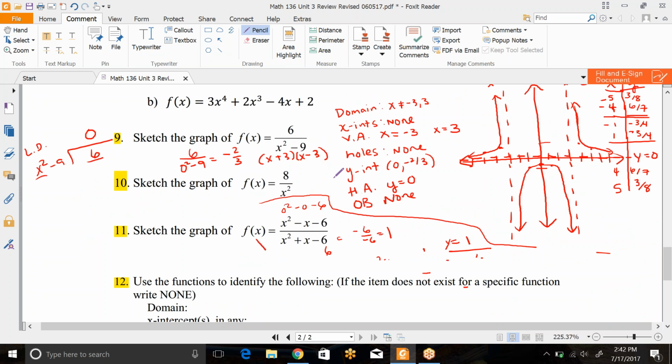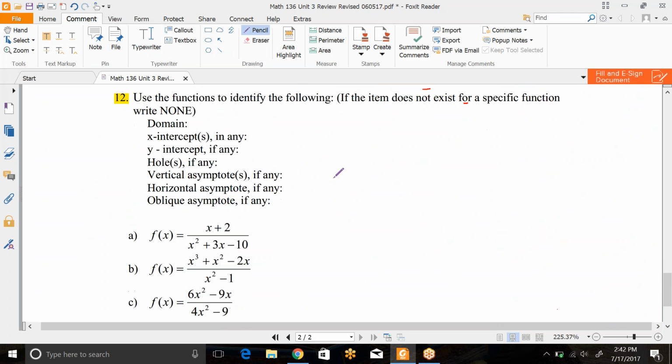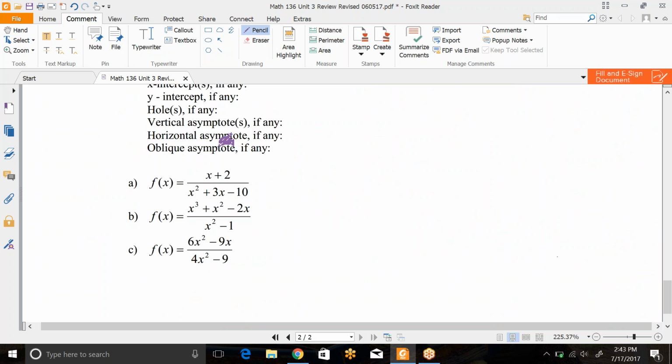Okay. And then I was asked for number 12 as well. So we're going to be doing the domain, x-intercepts, y-intercepts, holes, vertical asymptotes, horizontal asymptotes, and obliques for the 3 problems below. So we'll start off with part A. You need to factor the denominator to figure out what your domain and possible vertical asymptotes can be.